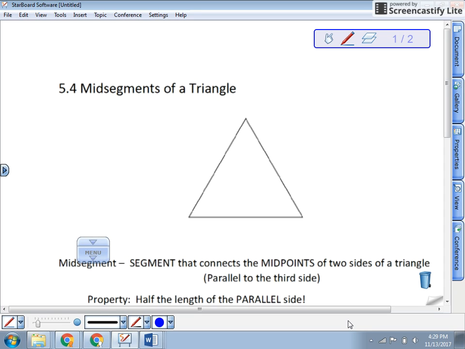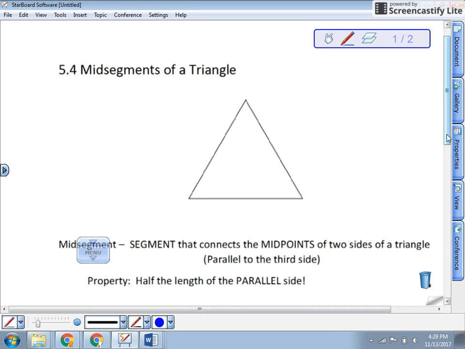Welcome to the notes on the mid segments of a triangle. So let's get right to it. Mid segment, all right? It's broken into two parts, mid and segment. The name tells you what it is. So here is the definition. It's a segment that connects the midpoints of two sides of a triangle.